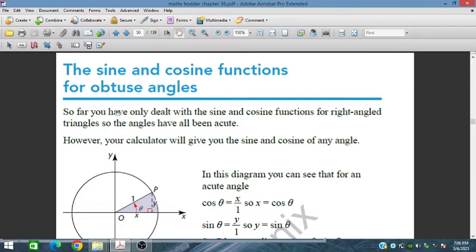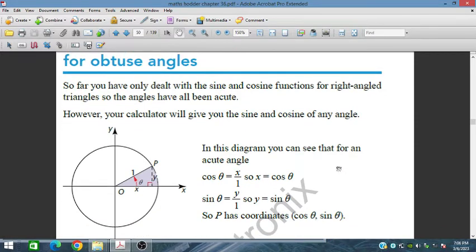So far, we have only dealt with the sine and cosine functions for right-angled triangles. So the angles have all been acute. We have considered only this kind of triangle, a right-angled triangle, where the angle is always acute. But in circular rotations, the angle could be more than 90 degrees and it becomes obtuse.